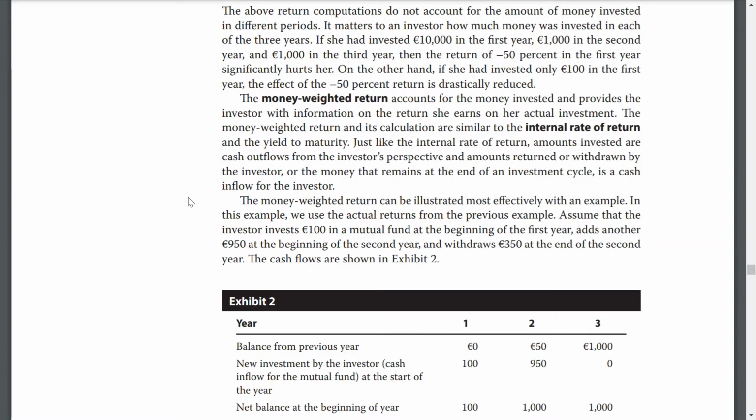In this example, we use the actual returns from the previous example. Assume that the investor invests 100 euros in a mutual fund at the beginning of the first year, adds another 950 euros at the beginning of the second year, and withdraws 350 at the end of the second year. The cash flows are shown in Exhibit 2.